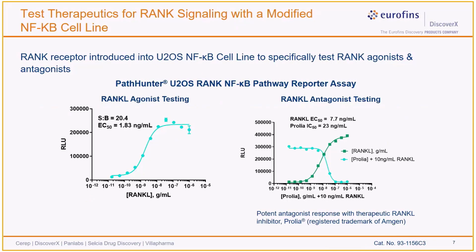In the graph on the right, results from testing with a therapeutic RANKL inhibitor, Prolia, which is currently used to treat osteoporosis, demonstrate a potent inhibition of RANK activation in response to RANKL.